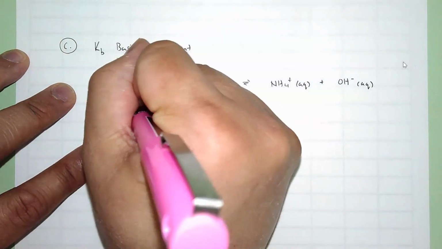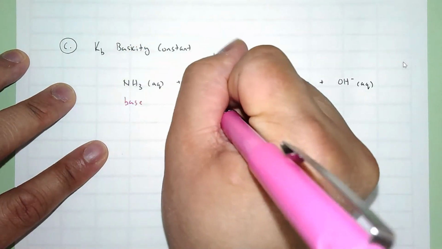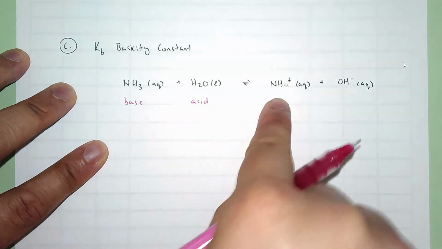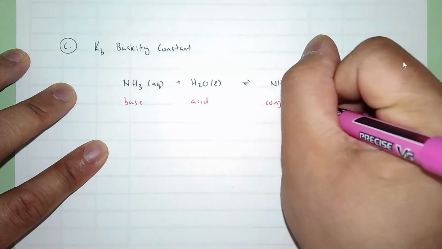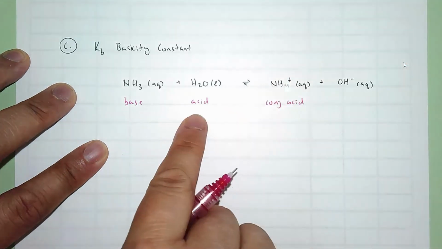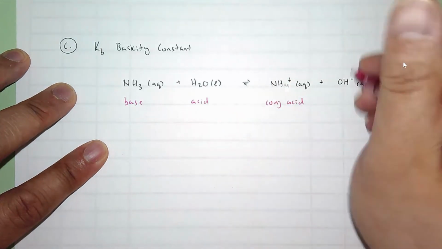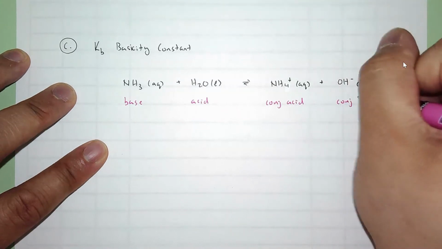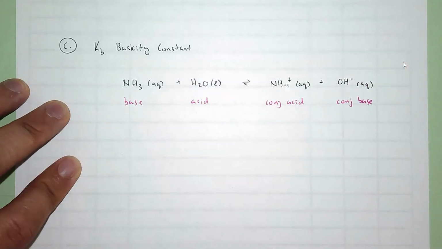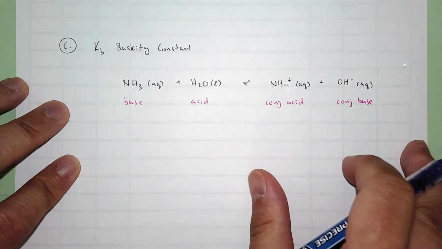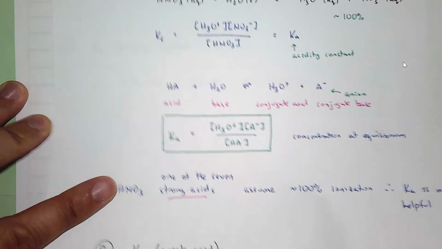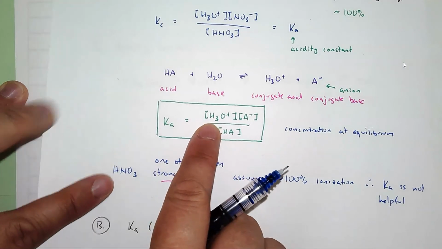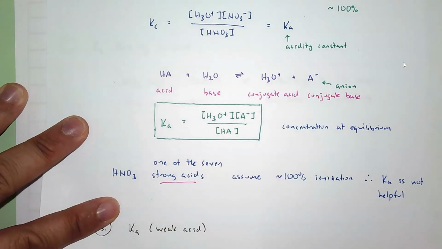This is the base now. This is the acid. That base became the conjugate acid when it obtained a proton. And that acid, when it lost a proton, becomes the conjugate base. Now the thing is, we don't use Ka, right? Ka is telling me how much hydronium I have in comparison to the other components of the reaction. We're using Kb.